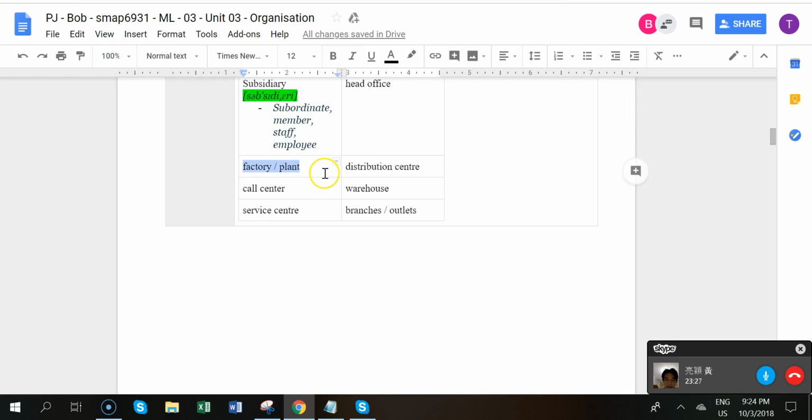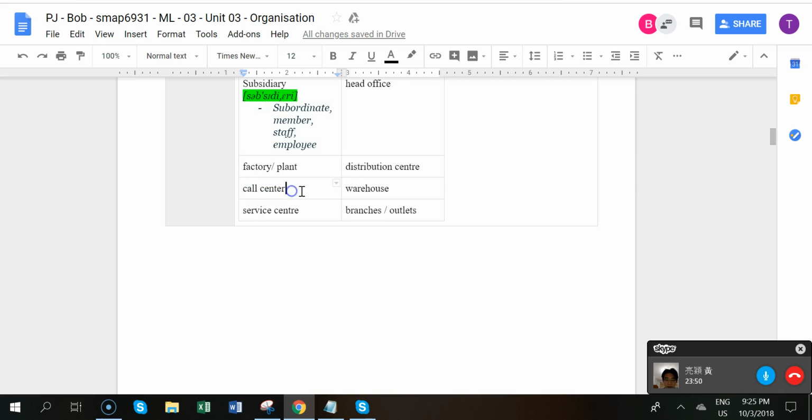Okay, so now let's move on here. Can you read it? Factory. Okay, plant, or plant, yes. Not all plants are living things, okay? Plants with flowers, not all. Because another word for factory is plant, okay? So now this one, can you read it?